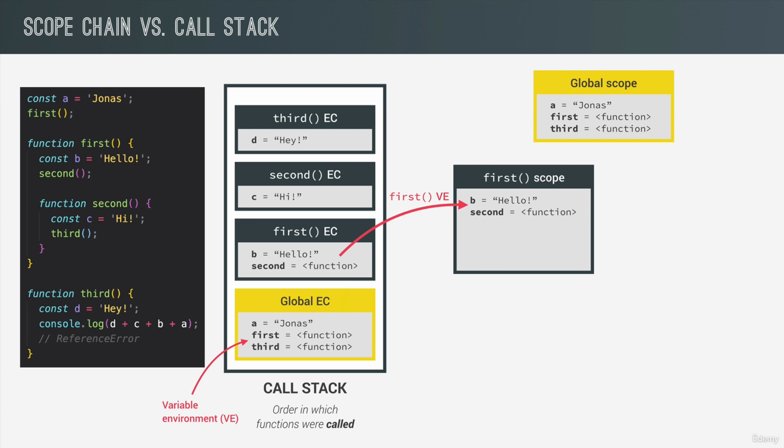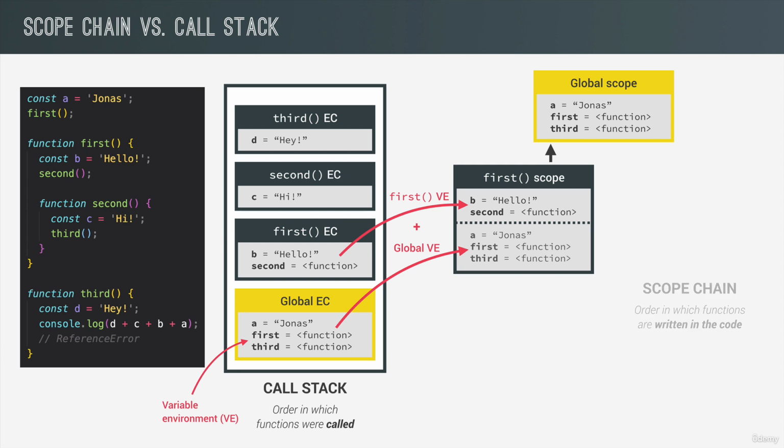However, that's not all, because now we already know about the scope chain. So the first scope also gets access to all the variables from its parent scope, thanks to the scope chain. Now, as we already know, the scope chain is all about the order in which functions are written in the code. But what's really important to note here is that the scope chain has nothing to do with the order in which functions were called.